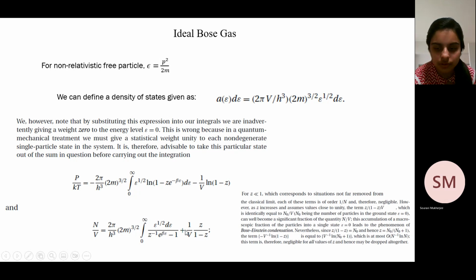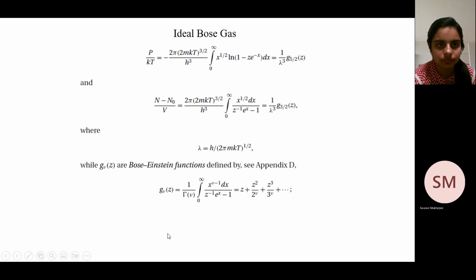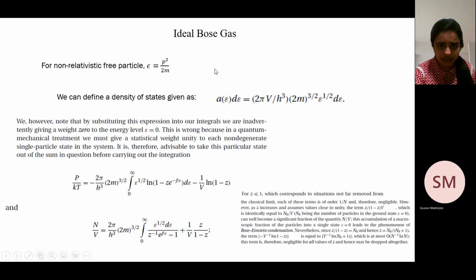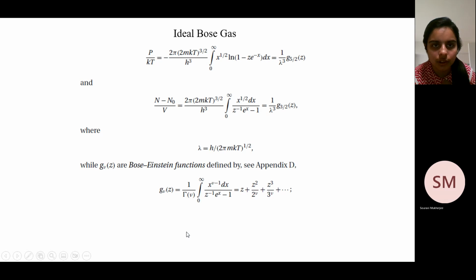Okay, so now this is an expression for P by kT. This is the expression for N by V. And now what you can do is solve for this. Another thing here is that in the limit, you can see that this goes as 1 by N, so you can ignore this term, but this cannot be ignored as z tends to 1. So this is your expression for P by kT.